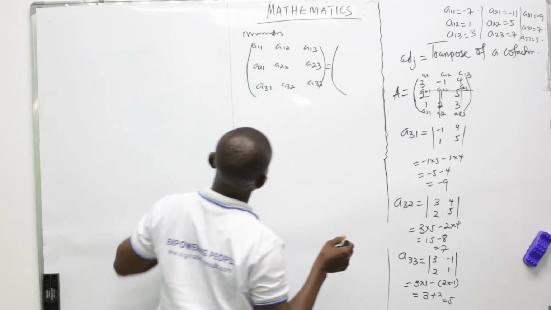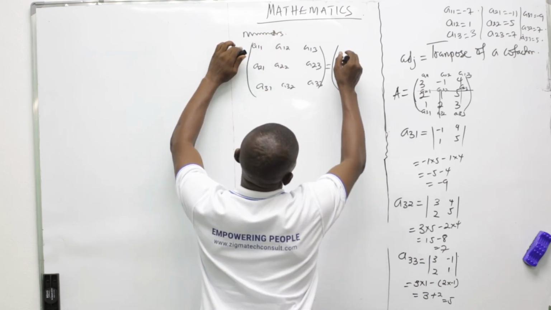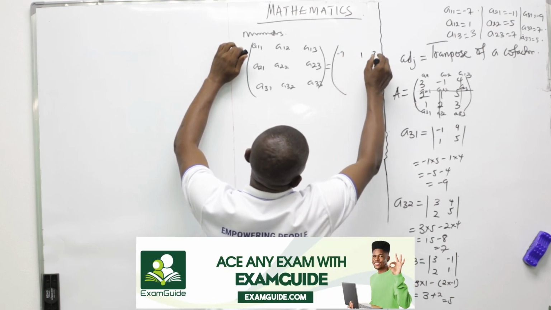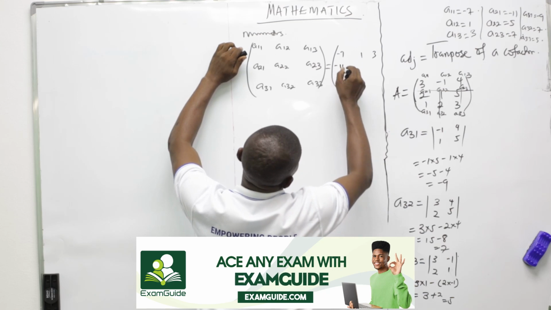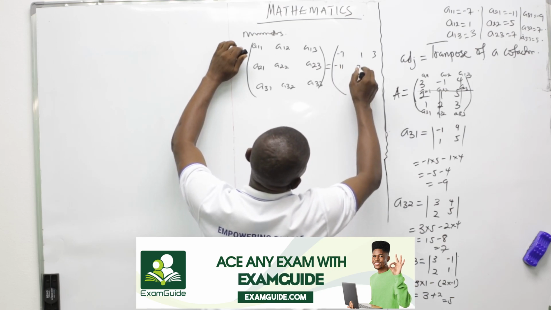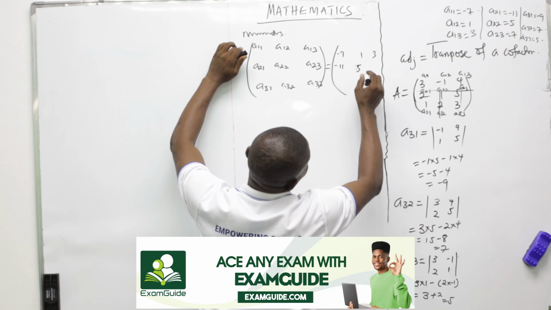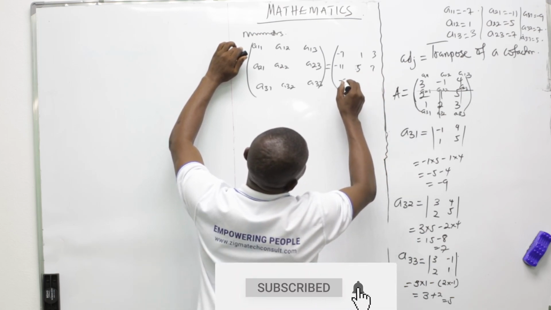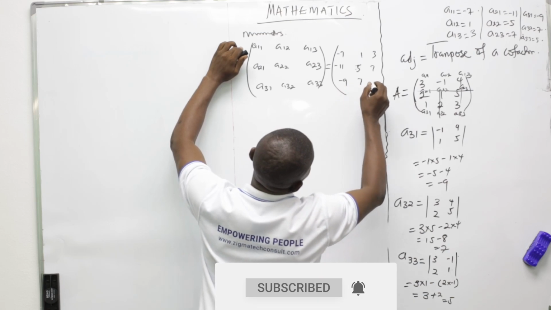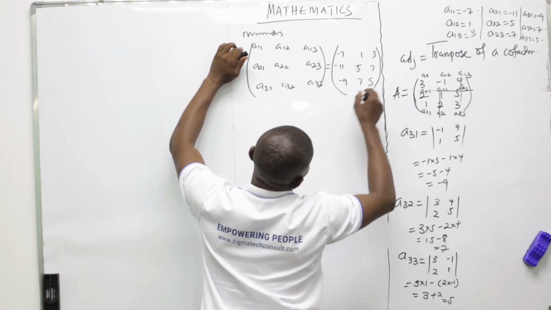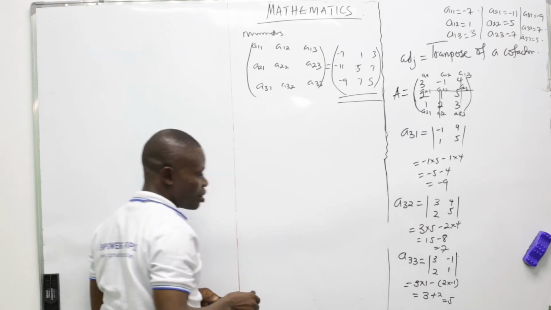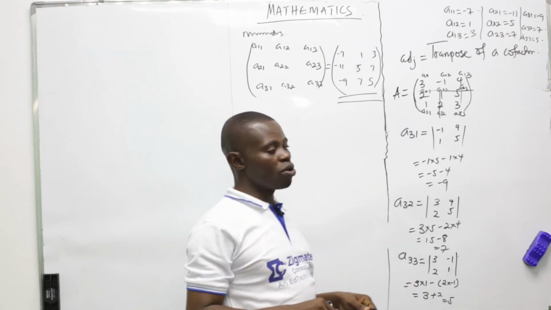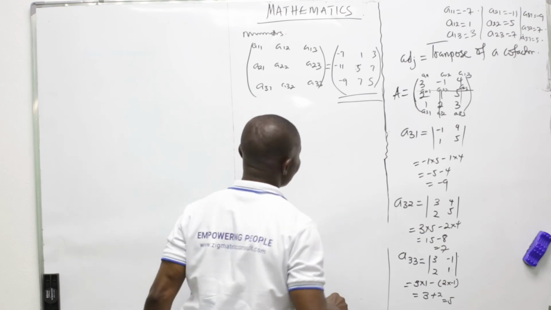The minor equals A11 minus 7, A12 1, A13 3, A21 minus 11, A22 5, A23 7, A31 minus 9, 7, and 5. So this is the minor of this matrix. What next? We'll have to think about the cofactor. Now the cofactors.